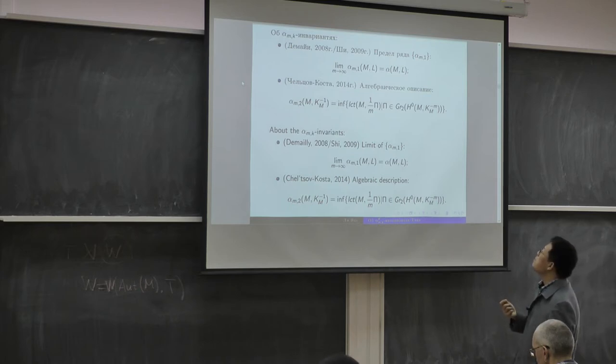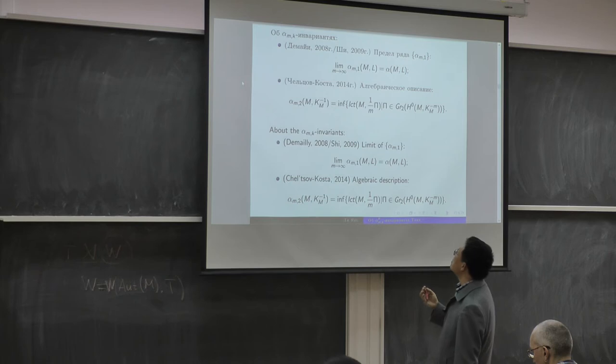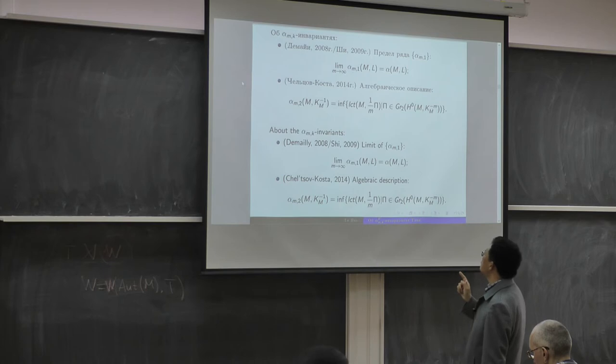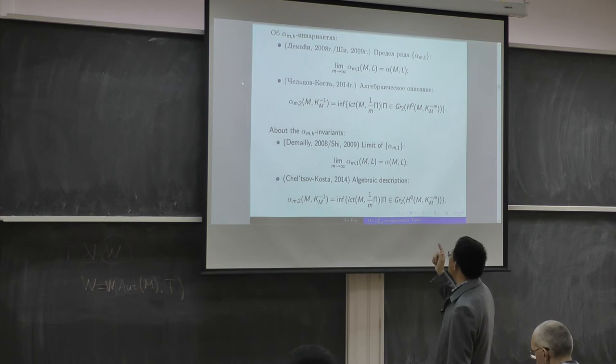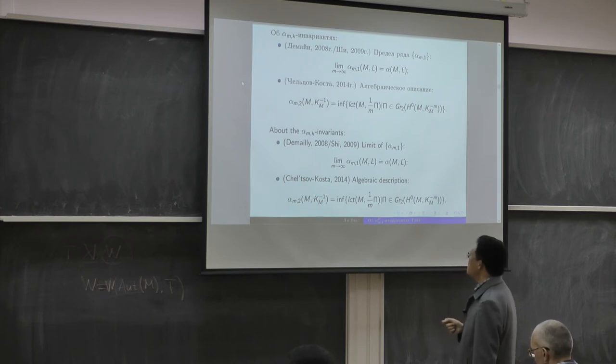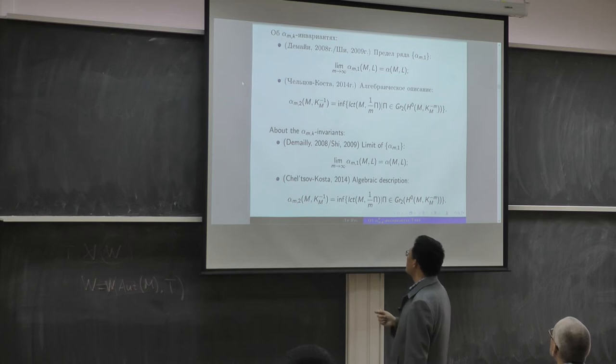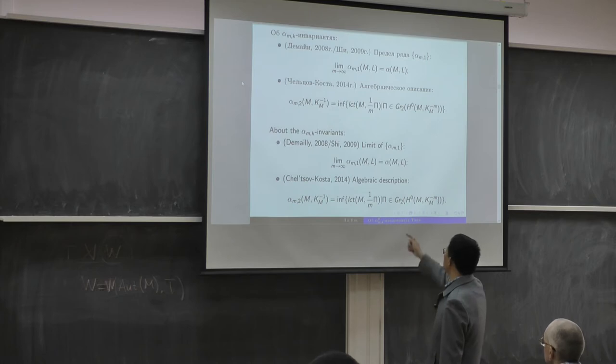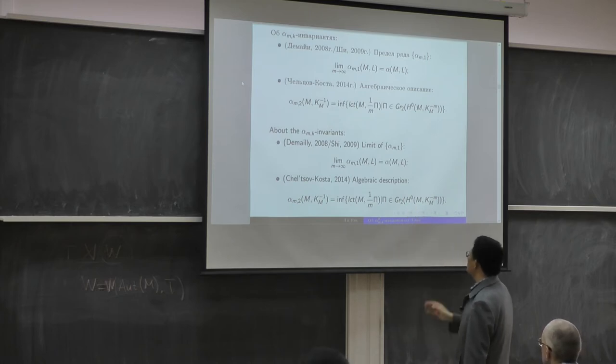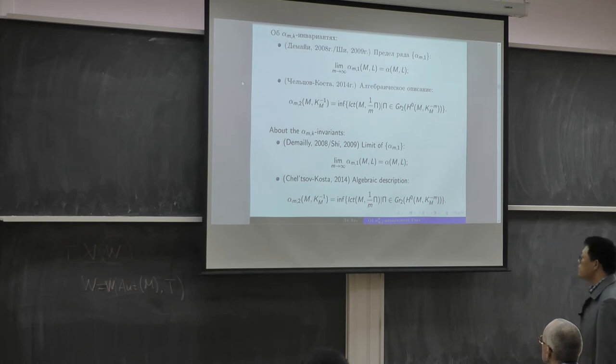Also there is a theorem for the limit of alpha_{m,1}, I mean, only for one section. That is, the limit will converge to alpha(L). And also, Cheltsov and Kosta give an algebraic description. That is, alpha_{m,2} is the infimum of LCT of some two-dimensional spaces of the whole holomorphic section space. They define it and calculate it in the paper.